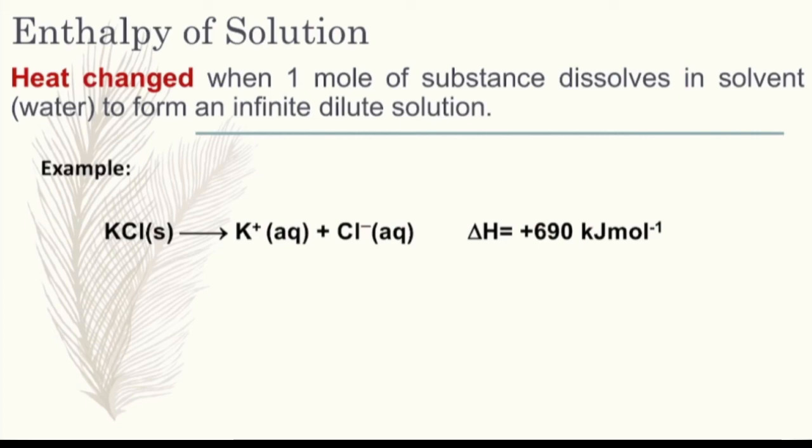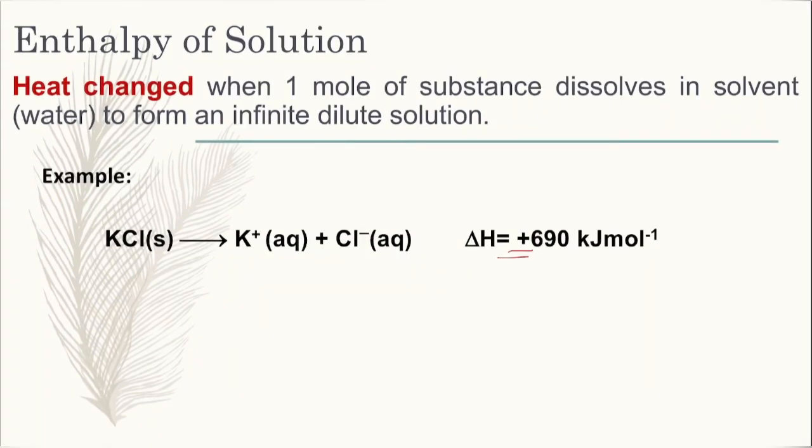Solid potassium chloride will dissociate and form aqueous potassium ion and chloride ion, and the enthalpy of this process is called the enthalpy of solution. In this process, an amount of 690 kJ per mole of heat has been absorbed. Why do I say that it is absorbed? The value of enthalpy here is positive. That means that the heat is absorbed in this process.